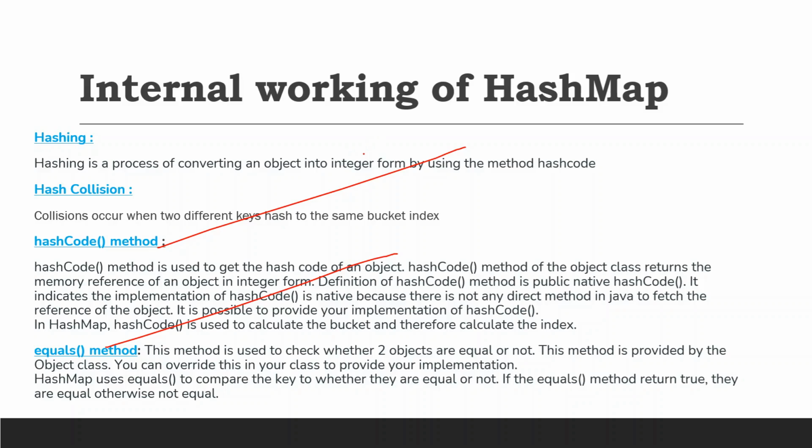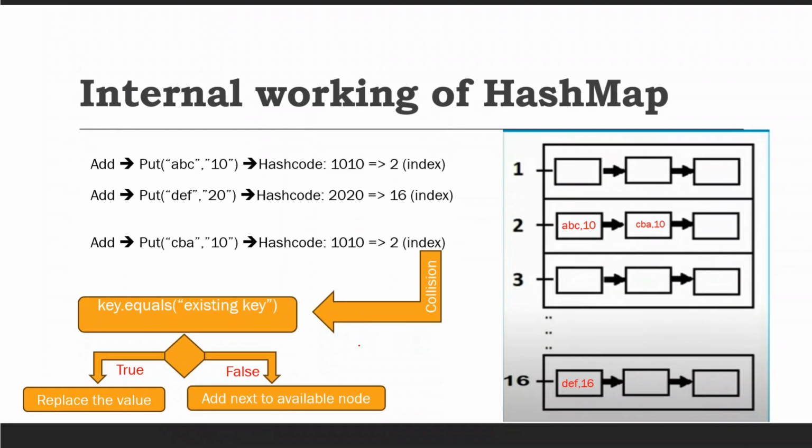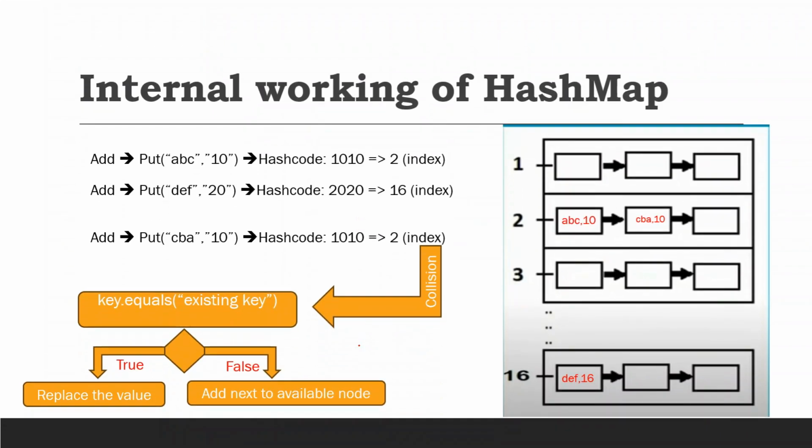So we'll see by coding. So we understood everything: hashing, what is hash collision, and the hashCode method and equals method. In the next scenario we'll understand everything by coding. So this is the internal working of HashMap, and here we'll try to understand how it works internally.